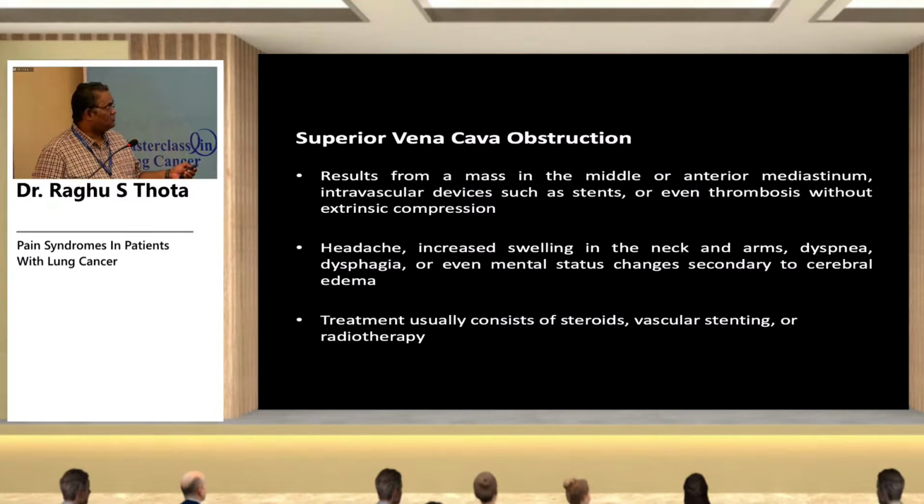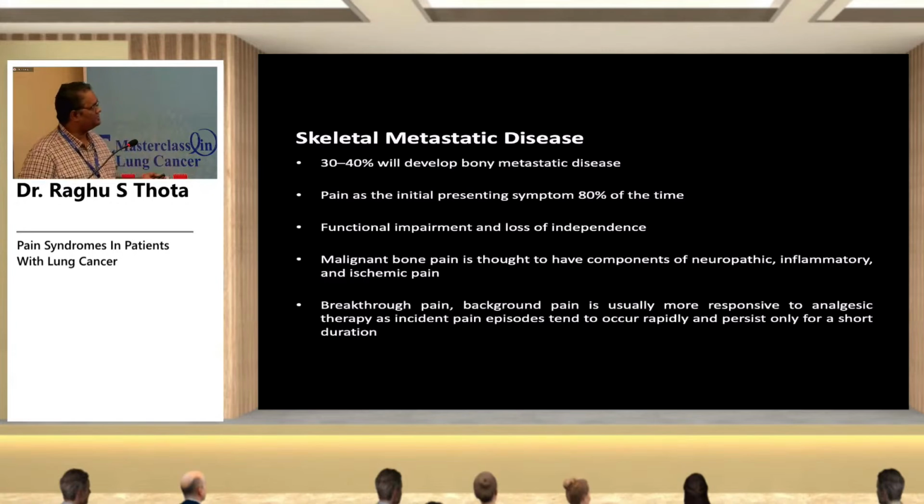They do present with various symptoms, but since we are speaking here, our main focus is the pain. They do present with headache, which is the main concern. And there is increased swelling in the neck and arms. There will be dyspnea, sometimes dysphagia, or even mental status changes secondary to cerebral edema. Usually the treatment consists of steroids, vascular stenting, or radiotherapy. This is the commonest one, along with anticoagulants, which we can give to this group of patients.